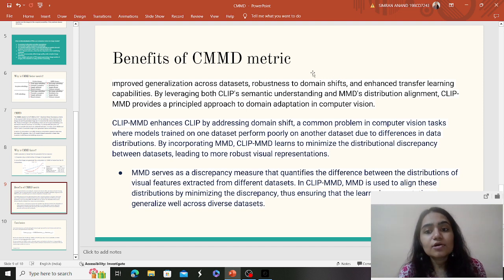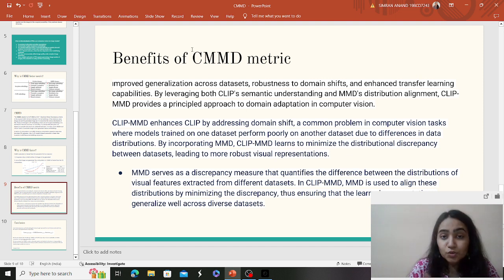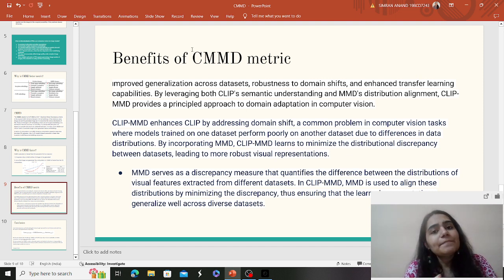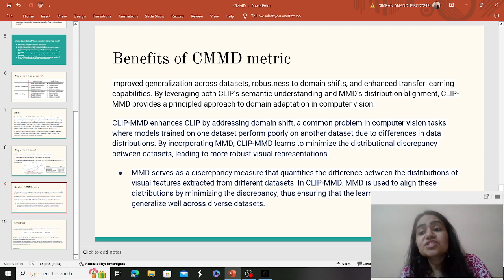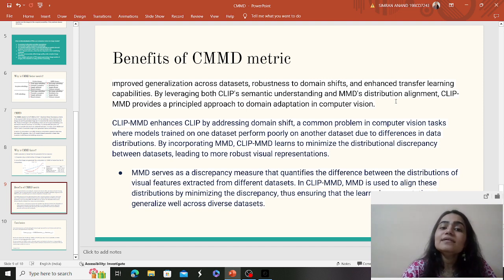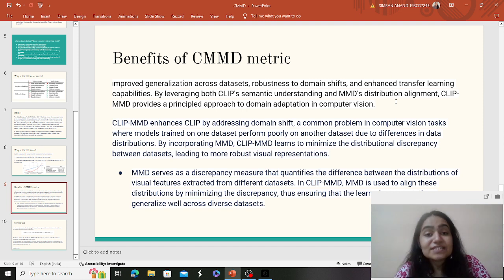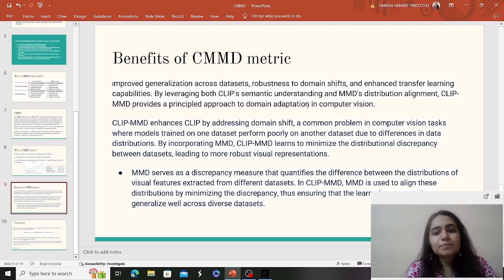Because of that, it is very robust to domain shift also, I would say. Then it has enhanced transfer learning capabilities. It leverages both CLIP's semantic understanding, because it uses CLIP embeddings, right? It's working on the CLIP embeddings. That's why it has semantic understanding, that is text to image pairs, and MMD's distribution alignment, because it's all about maximum mean discrepancy. So what is discrepancy? That's something to do with the distribution alignment of MMD. CLIP MMD provides a principled approach to domain adaptation in computer vision. Especially for domain adaptation and transfer learning projects of yours, you can go with CMMD metrics for evaluation.